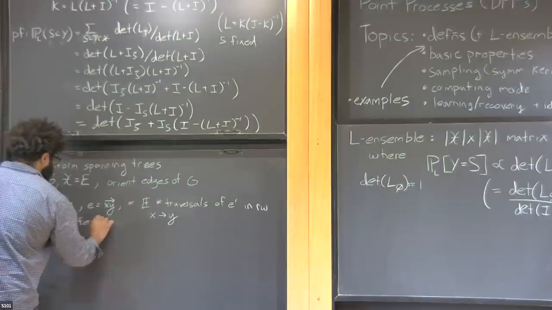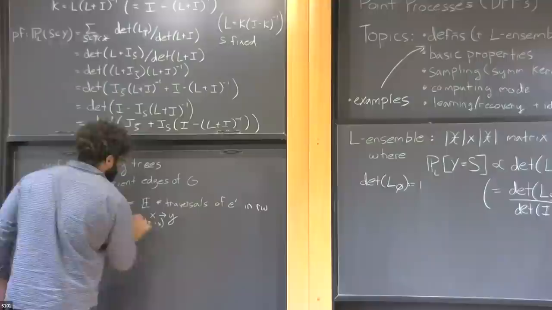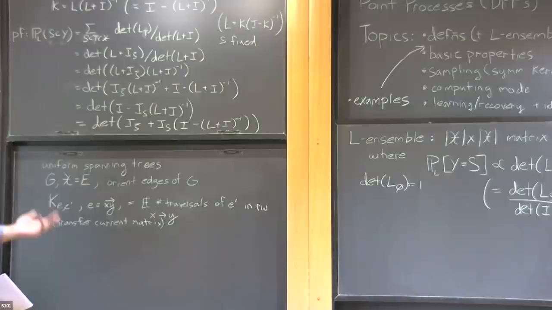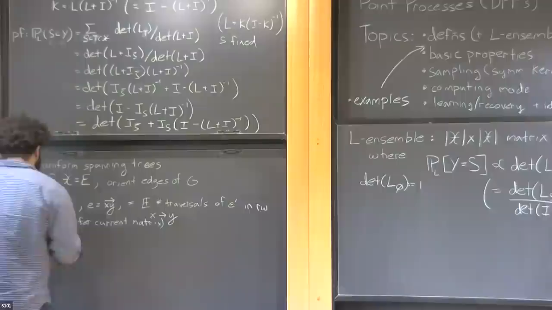But in this case, this is a DPP. The K I defined is the actual K. One of the reasons this example is interesting is, how many edges does a spanning tree have? It always has the number of vertices minus one. So that means our DPP is always outputting a subset of some fixed size. And so here, this is a projection matrix, and this is actually an orthogonal projection matrix.